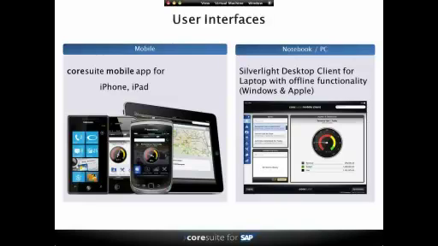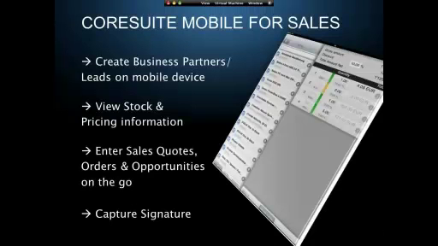Now we have two main modules with regards to mobility. CORESUITE Mobile for Sales: essentially, that's the business partners and leads on the mobile device, view stock and pricing information, enter quotes, orders, opportunities. Once an order is confirmed, for instance, you can also capture a signature, which is very important to many customers so that they have confirmation.